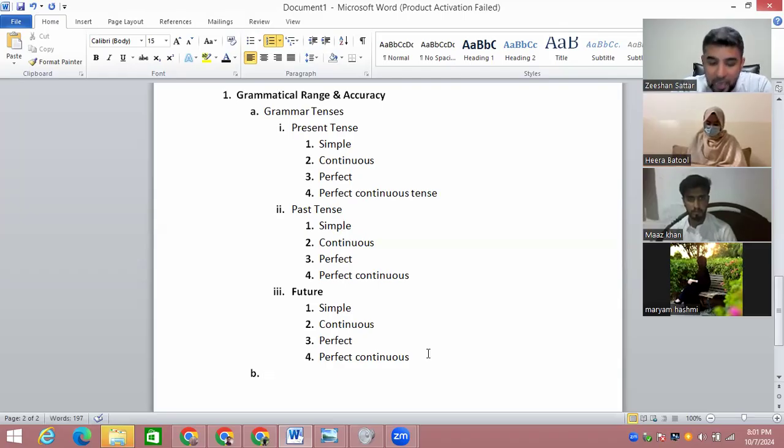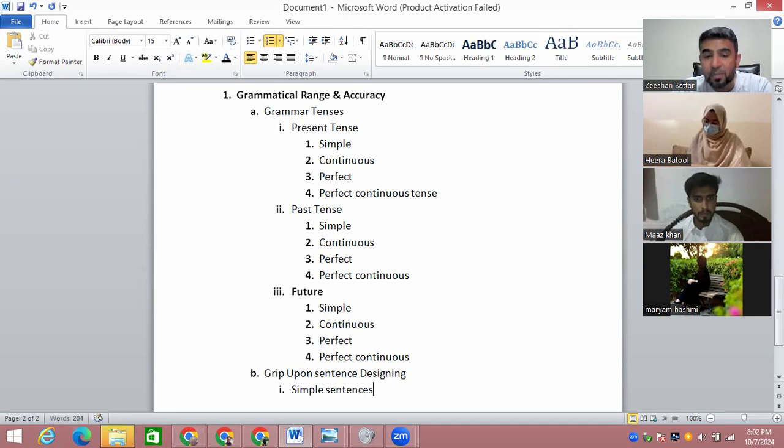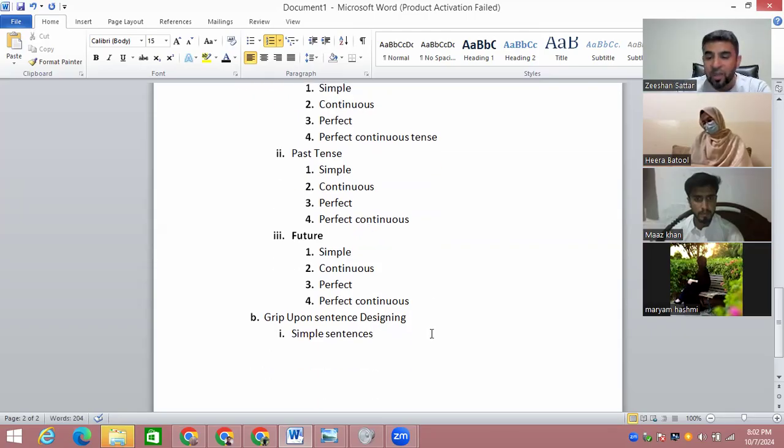The second marking criterion, and the second thing in grammatical range and accuracy that the examiner looks into, is our grip upon the sentence structure, the sentence design. What do you mean by sentence design? The examiner sees whether we are able to make simple sentences well. What do you mean by a simple sentence? I like tea, full stop. Vera likes coffee, full stop. These are all known as small sentences followed by a full stop, and these are known as simple sentences. The examiner looks into whether we are able to make compound sentences.